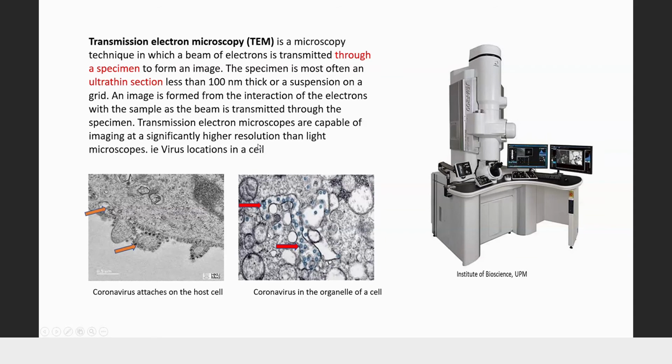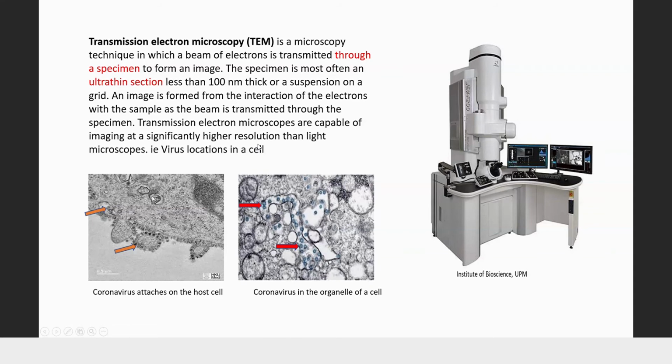And if you cut further, you can see the location of the virus particles in the organelle. This you can see here in the vacuole, here in the membrane, where the viruses are either budding, okay, or they are going to be released. We wouldn't be able to tell you. Okay, this is coronavirus in the organelle of the cell.